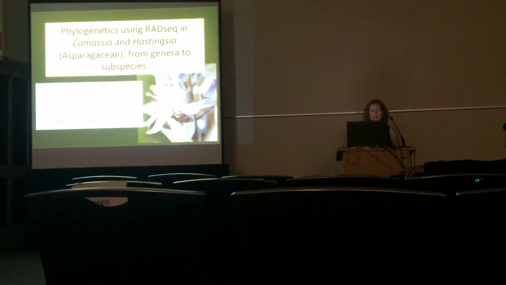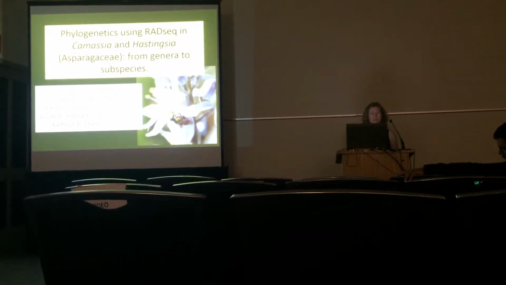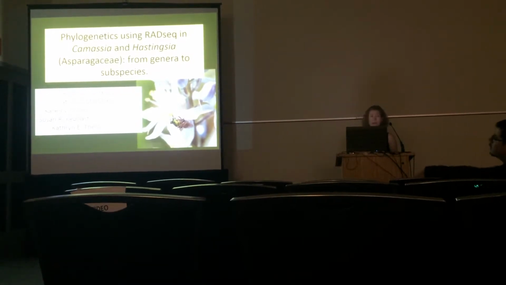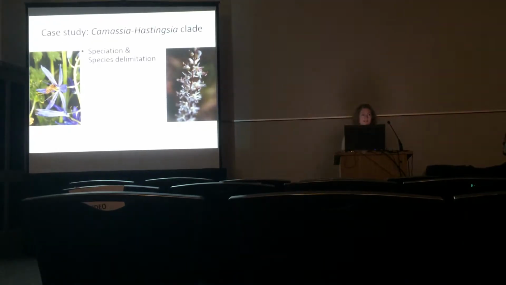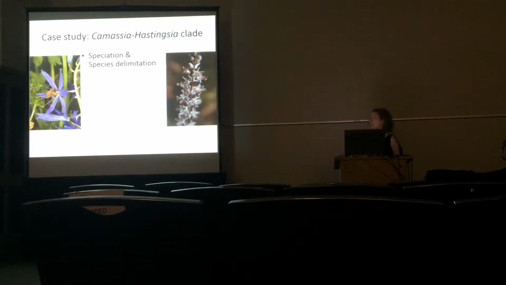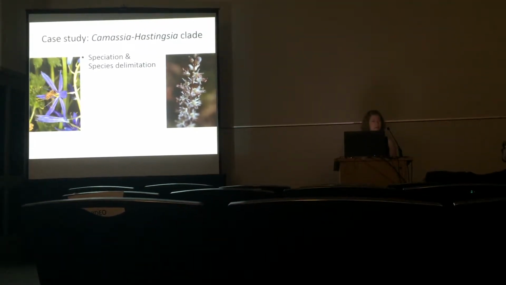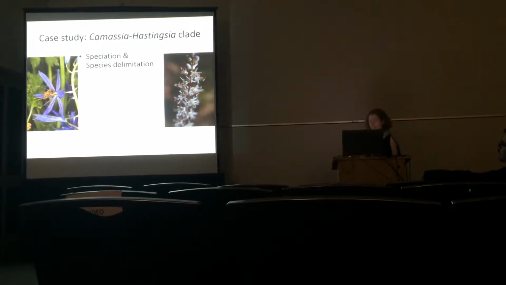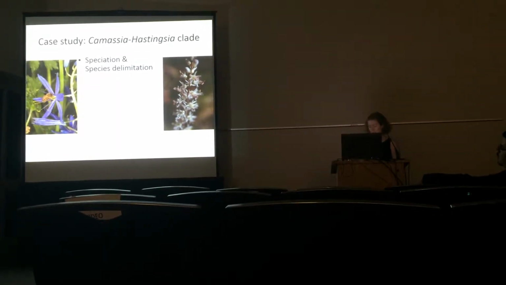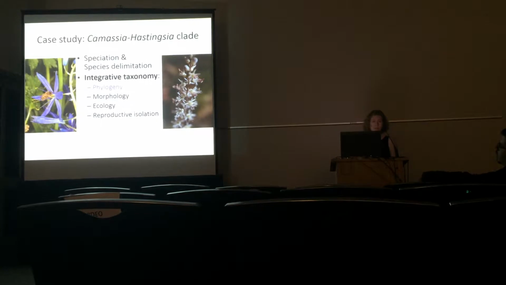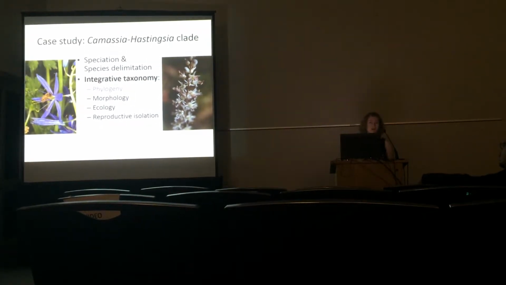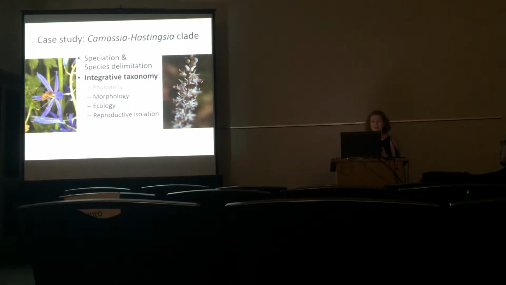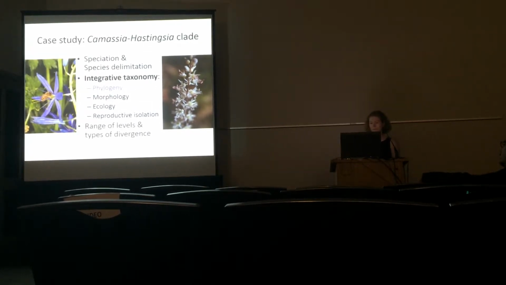Archibald. I'm going to be talking about our use of RADseq to infer phylogenetics in these two genera of Asparagus. We're using this clade of Camassia and Hastingsia to look at processes of speciation and also methods of species delimitation. I'm going to be talking today about our phylogenetic work, but this is part of a broader study. We're also looking at morphology, ecology, and reproductive isolation, so it's an integrated taxonomic study.